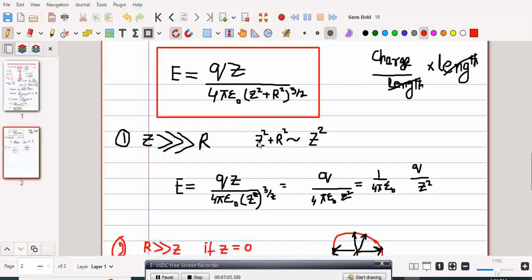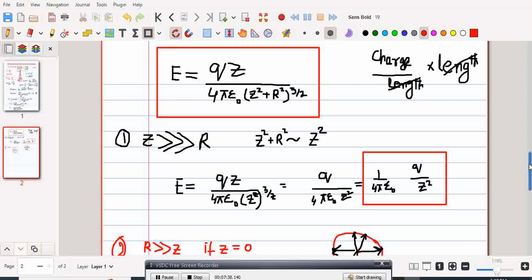So when we do this, r can be replaced as 0, so z square plus r square can be approximated as z square. So put z square here, z square becomes (z square) whole power 3 over 2, 2 is cancelled with 2, so we get z cube, z over z cube is 1 over z square, so the expression for the field becomes 1 over 4 pi epsilon naught into q over z square. This is exactly the same expression as we find in the case of the electric field due to point charges. So the ring will behave as a point charge for the far off point.